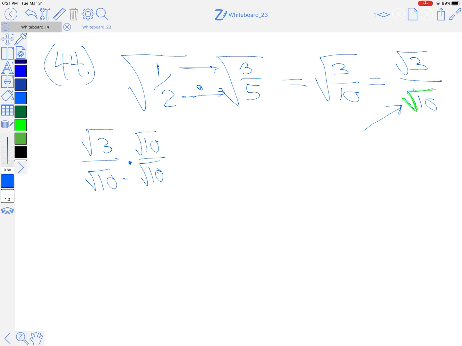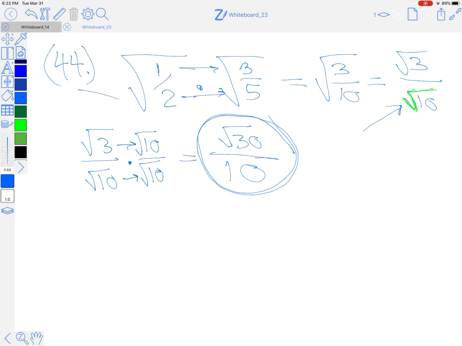And when I do this, square root of 10 times square root of 10, that's just 10, because it's the square root of 100, and the square root of 100 is 10. And then 3 times 10 is the square root of 30. 30 is not divisible by 4, not divisible by 9, not by 16. So I can't simplify this any further, so I'm finished right there. So number 44, again, this is not exactly 44. It's a problem very similar to it. You should be able to figure it out and get to the answer.